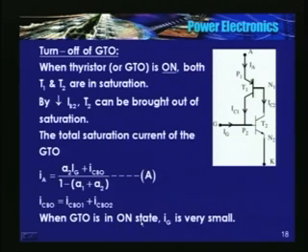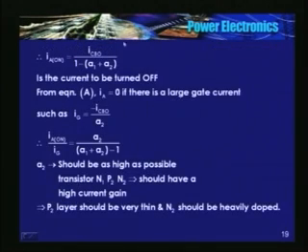When the SCR is in on state, we have reduced the gate current to a very small value. So in on state, I can neglect this term. So IA can be given by ICBO divided by 1 minus (alpha 1 plus alpha 2). See here, this is the current that has to be turned off.